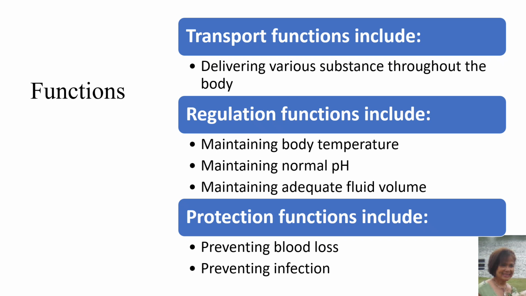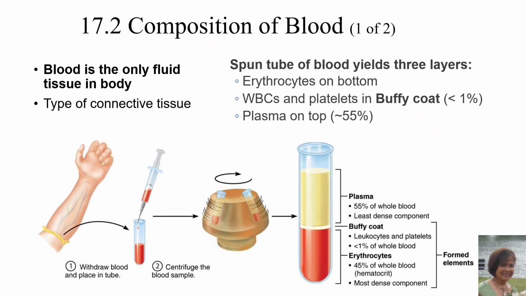So the transport function includes delivering various substances throughout the body. Regulation function, like I mentioned, maintains body temperature, normal pH, and adequate fluid volume, and then protection includes preventing blood loss and preventing infection. Quite clear. So let's take a look at what the blood is made of.